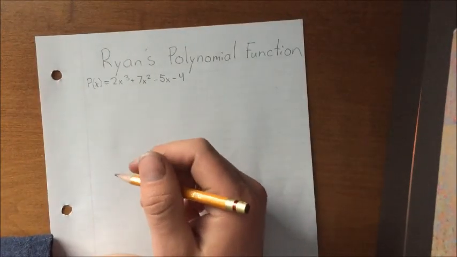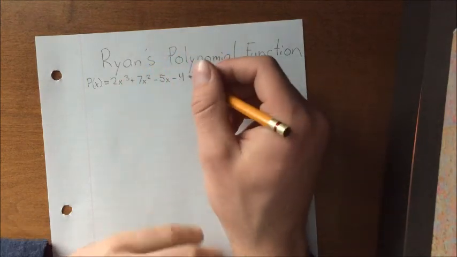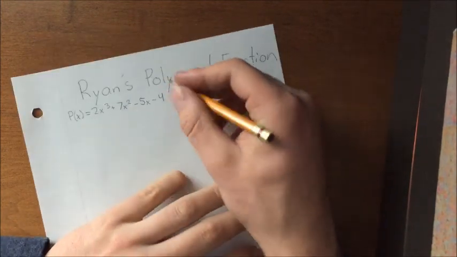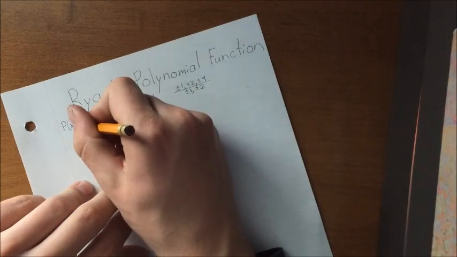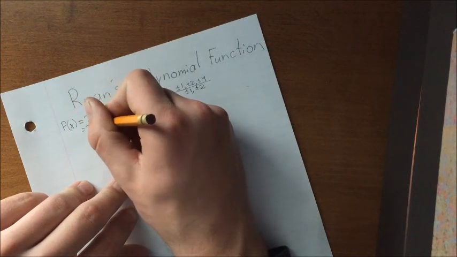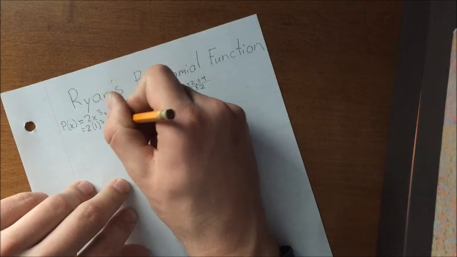Alright, so here we have Ryan's polynomial function, and what we want to do is factor this function down to its simplest form so we can graph it. So what we need to find are factors that will go into -4 and +2. As you can see, I've written plus and minus 1, plus and minus 2, plus and minus 4, as well as on the denominator, plus and minus 1 and plus and minus 2.